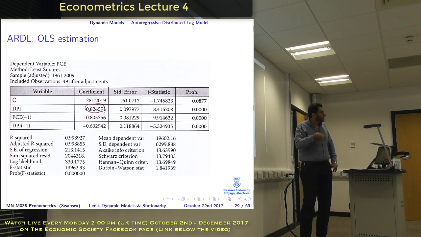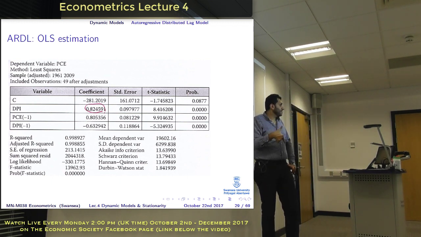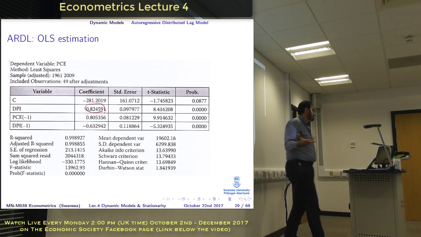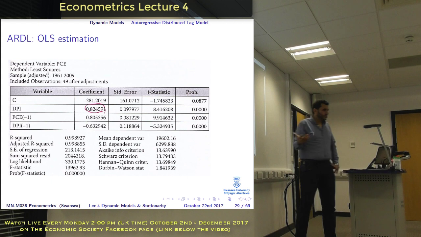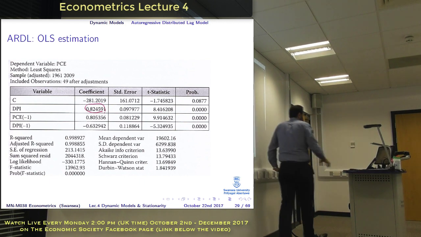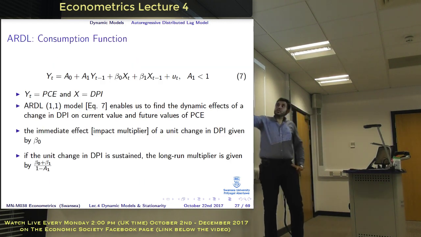So how much is the long run impact? It's beta 0 plus beta 1. So where is beta 1? This is not beta 1. It is the coefficient of the Xt minus 1. Let me go back to this. You see? So that's beta 1.